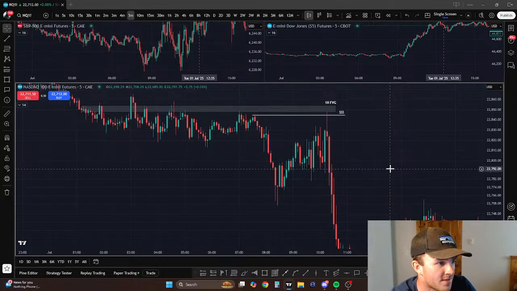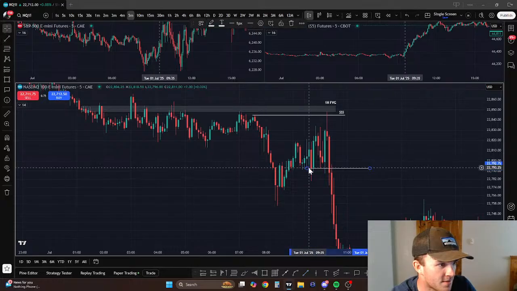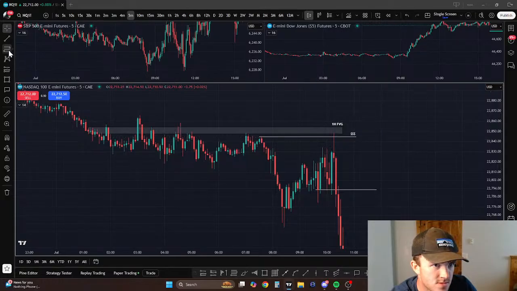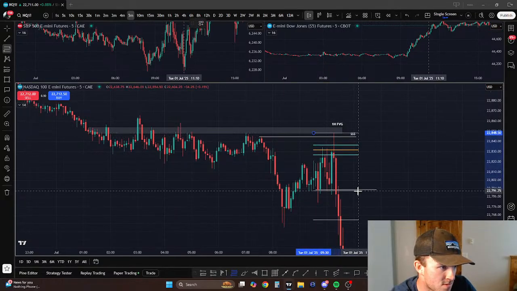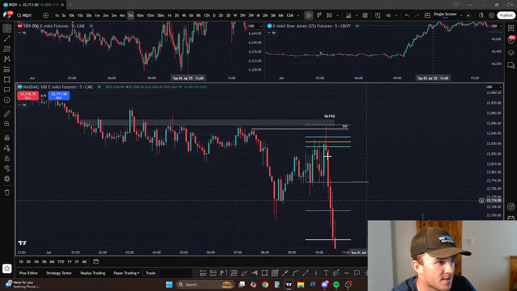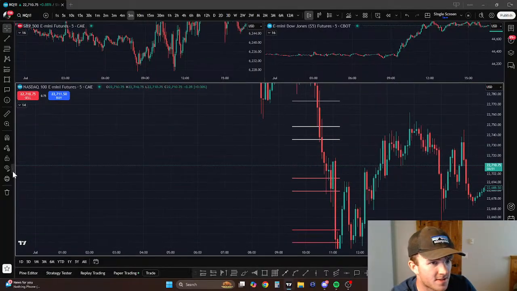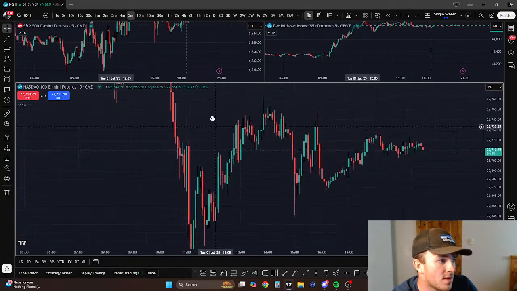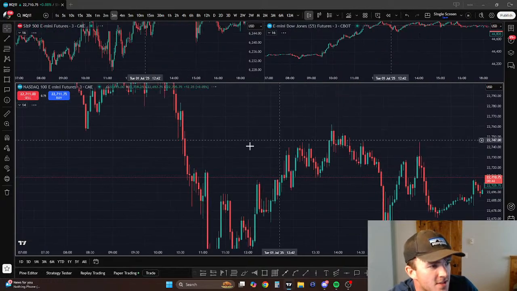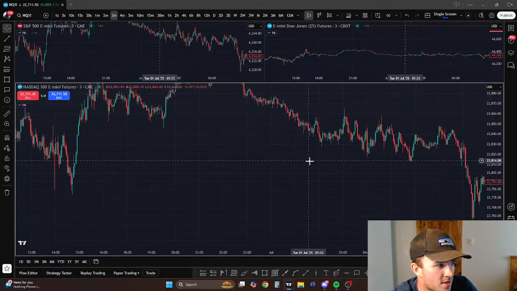Then again, I don't even know if you consider this, some people don't consider this change state delivery, but I do. Never mind, I'm not going to mark this up. Okay. I think the main thing of the day was this accumulation, manipulation, distribution.